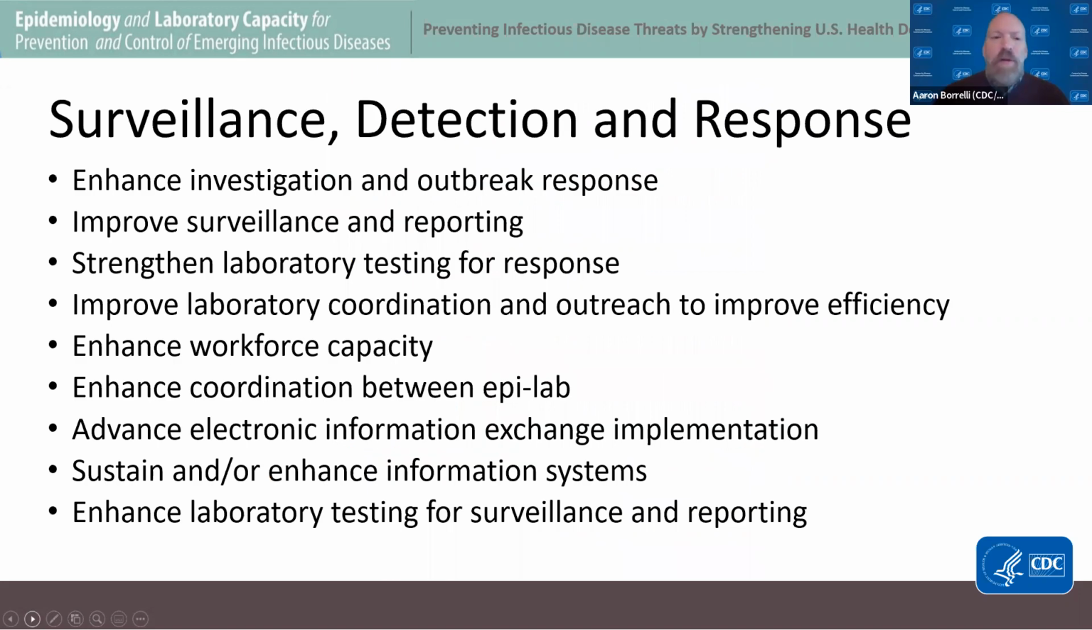So for the cooperative agreement, we kind of consider everything is falling within these 3 domains that I'm going to cover in these slides. So the first one is surveillance, detection, and response. I'm not going to read all of these to you, but you can see the types of areas and strategies that we consider as part of this domain, and especially important for infectious disease is investigation of outbreaks and surveillance, reporting, lab testing, lab coordination, and then you can see here also electronic information exchange and the importance of that. So that's our first domain.